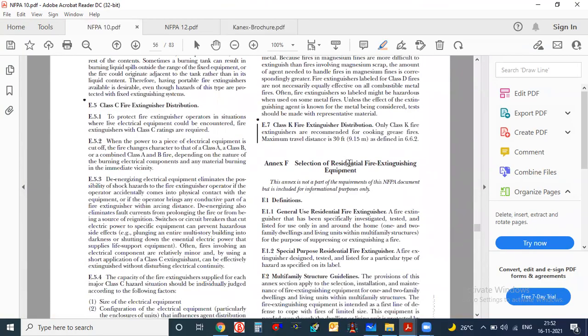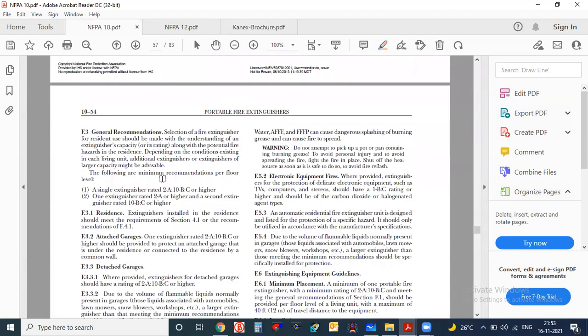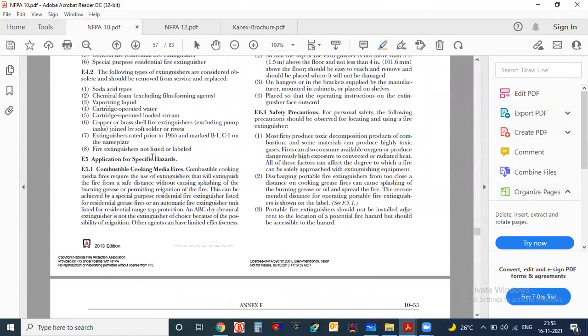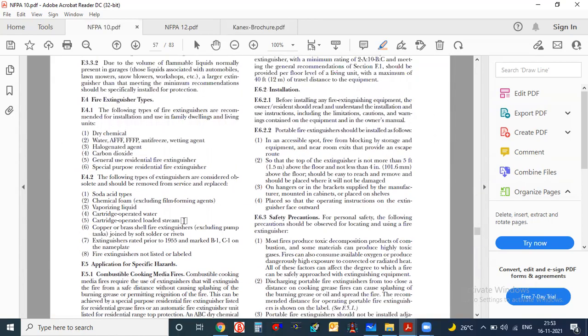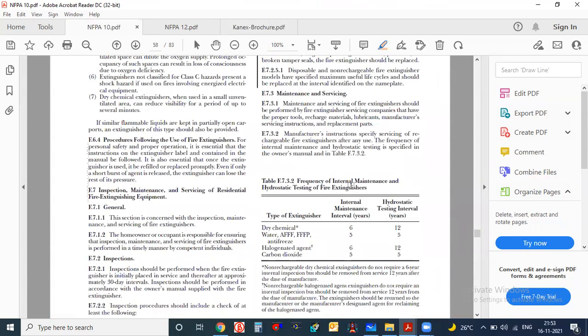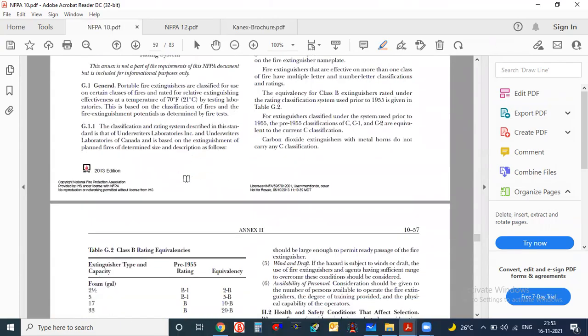Then here they have given residential fire extinguisher equipment also. Something they have focused on here. See here, this particular one is, I think, for a specific hazard, combustible cooking media fire, which will extinguish the fire from a safe distance. Just clauses are given here. Different types of building, they have given the clauses. This is the frequency of maintenance and hydrostatic testing for the different types of extinguisher. So these things are not required actually.